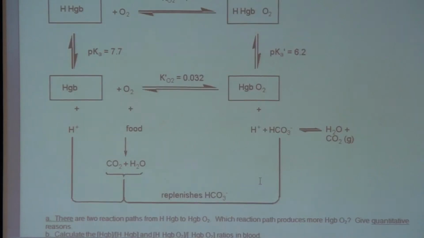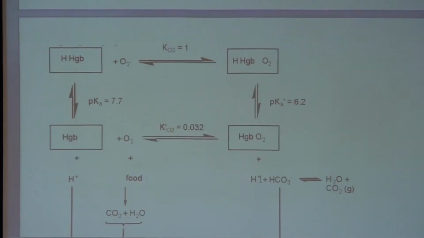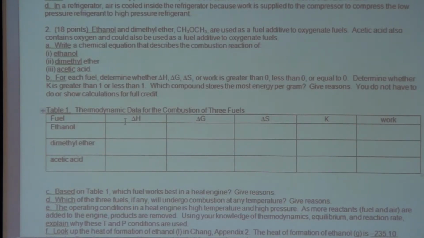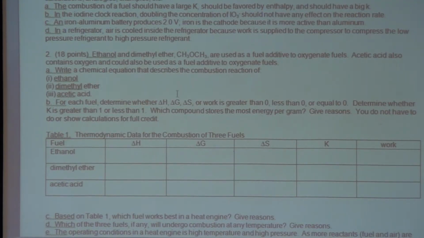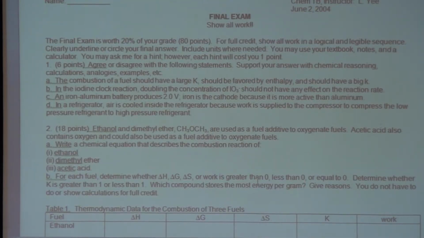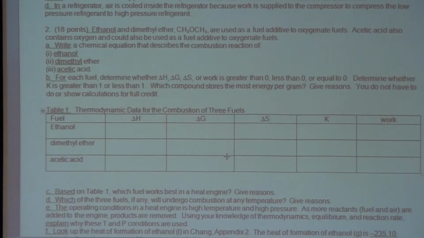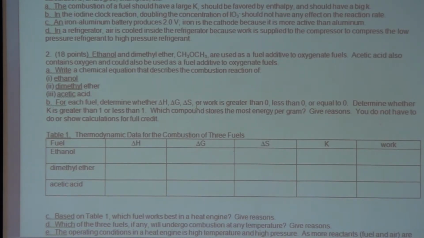So we did this problem 2 in class. Was this on your last one? Fuel: for each fuel, how would you determine whether delta H, delta G, delta S or work is greater than 0, less than 0, or equal to 0? For example, here's a comparison of fuels. For ethanol, is delta H going to be greater than 0, less than 0, or equal to 0?